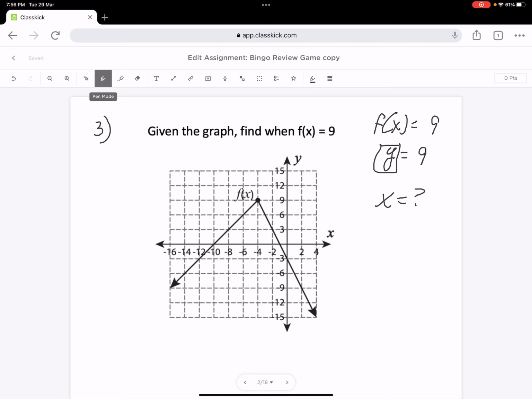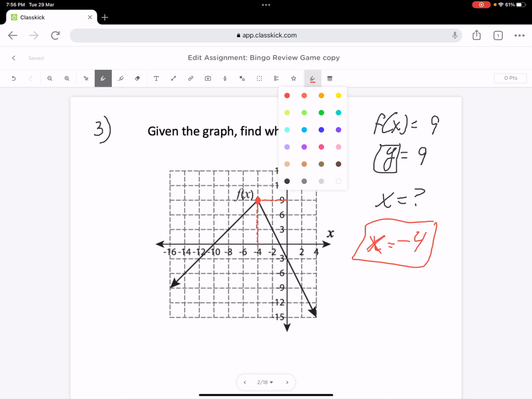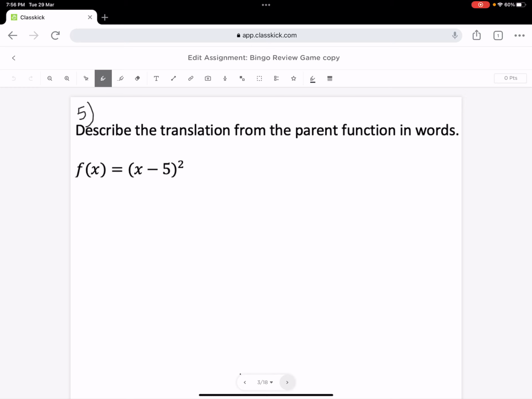So we then need to highlight that point on our graph, and we see this is where our y or f of x is equal to 9. So then we look and say, okay, well, what x value gives us that? And if we just draw down to the graph, we see that x is equal to -4. So I'd want to see you write your answer as f of -4 is equal to 9. I want to make sure that we're writing it in correct function notation. All right, let's go ahead and move on to the next one.